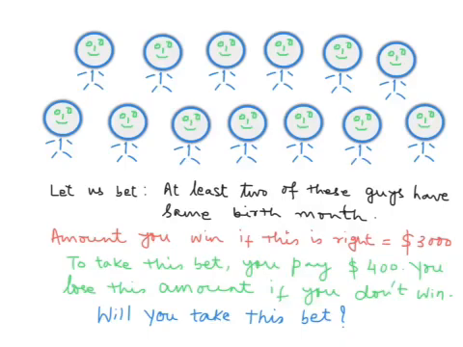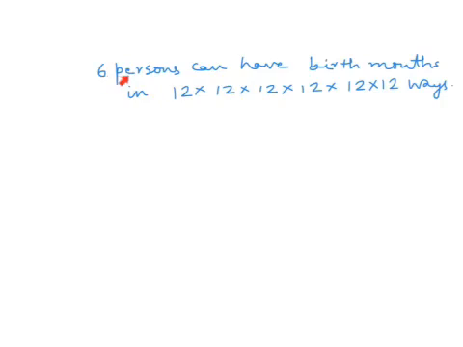So let us do the calculation. 6 persons can have birth months in 12 into 12 into 12 into 12 into 12 into 12 ways. Since there are 12 months, the first person can have a birth month in any of those 12 months, and for every such answer the second person too will have any of the 12 months, and for each combination of these two birth months the third person also can have any of the 12 months. So if we continue, we find that the 6 persons can have their birth months in 12 multiplied 6 times ways.